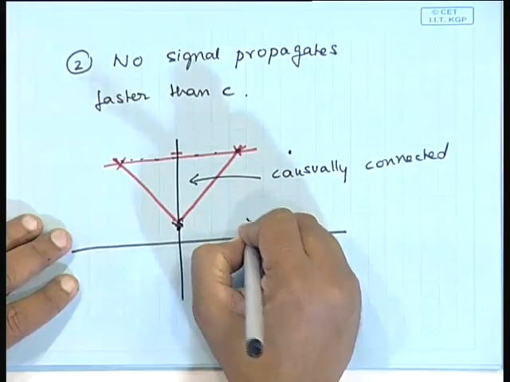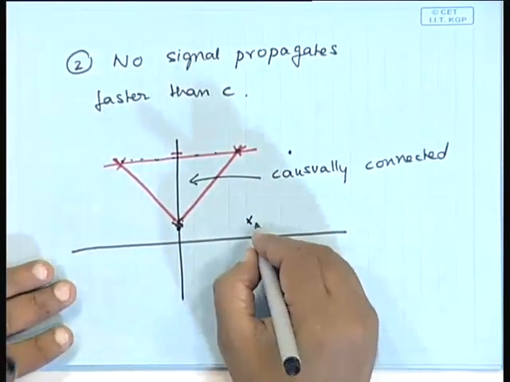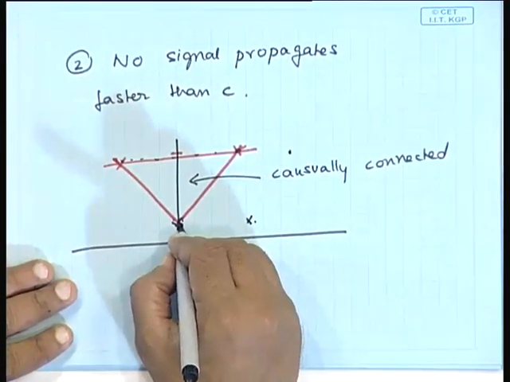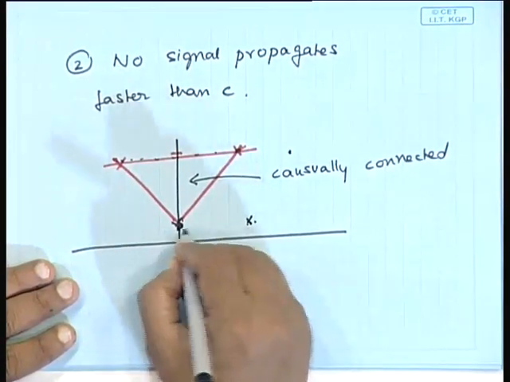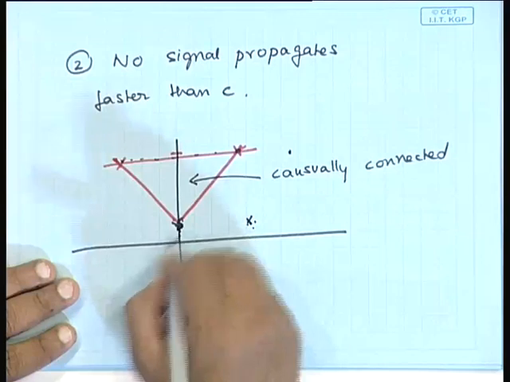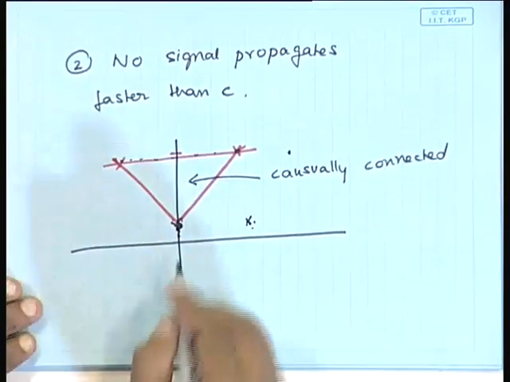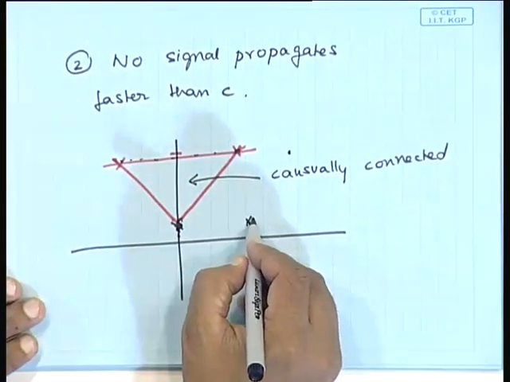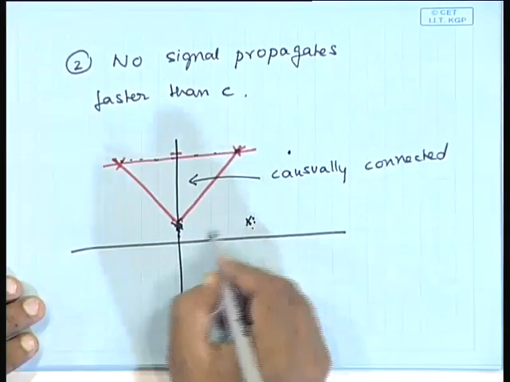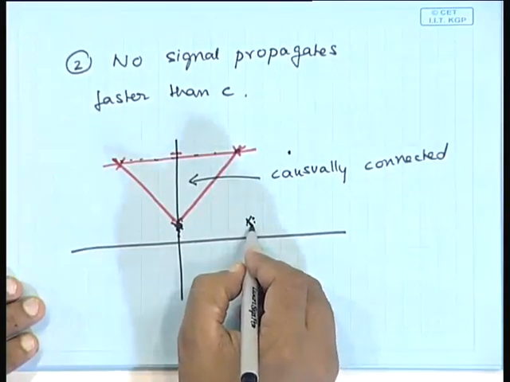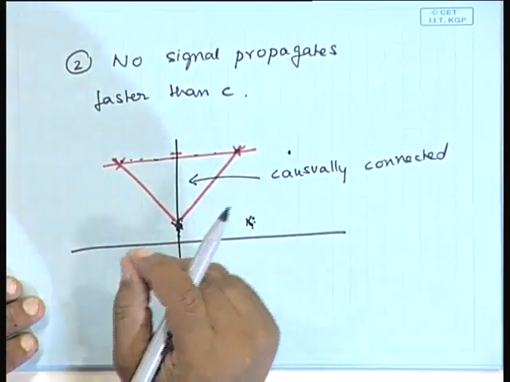Any event outside, for example this event, is not causally connected to this. These two events, okay, so this event cannot causally influence this event. Okay, I hope I am able to get the point through.